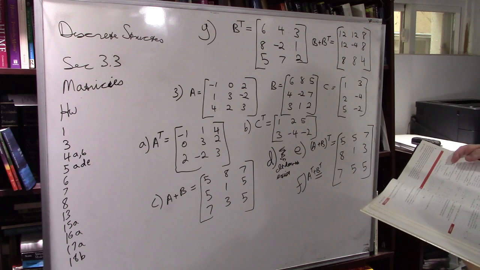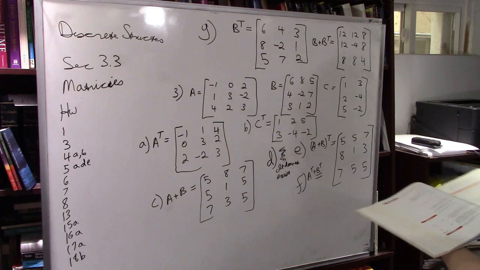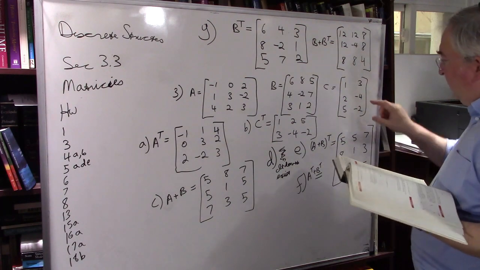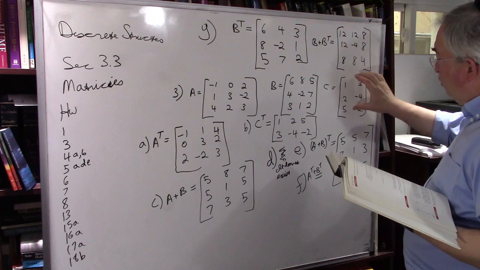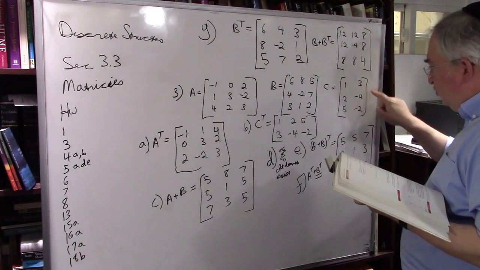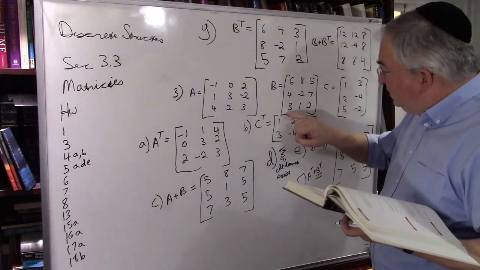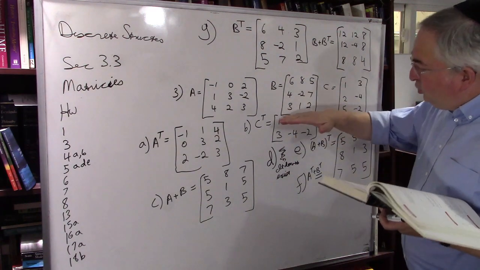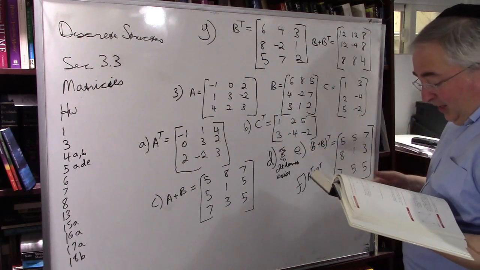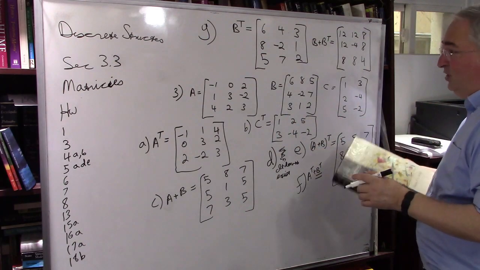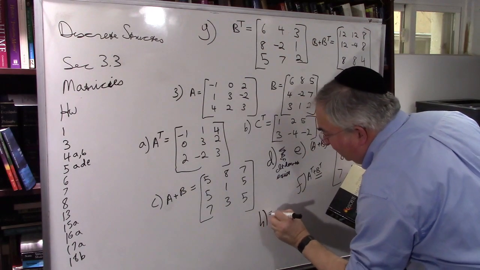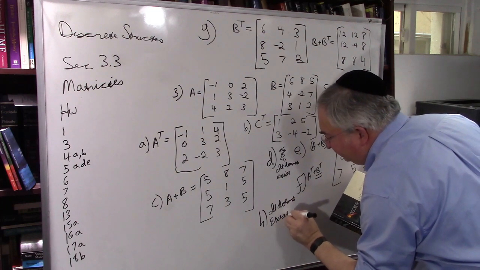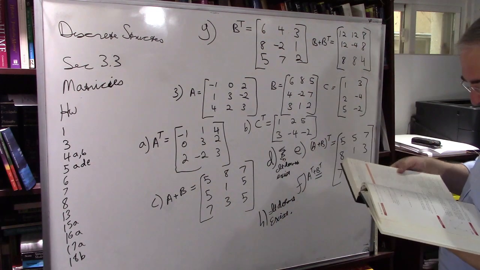Okay, that was G. Okay, and H is C plus C transpose. Now let's see. C is a 3 by 2 matrix. C transpose is a 2 by 3 matrix. 3 by 2, 2 by 3. Anyways, they can't be added. They don't exist. So H doesn't exist. Okay, great.